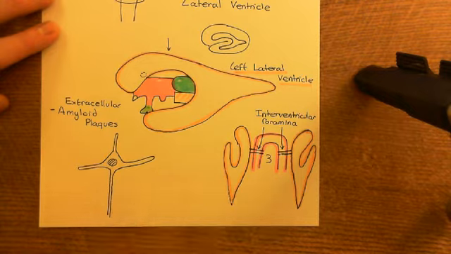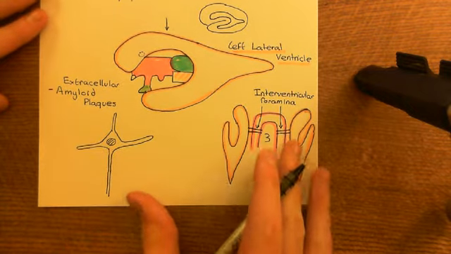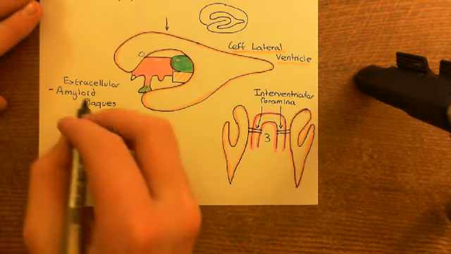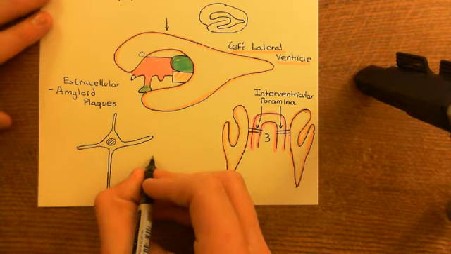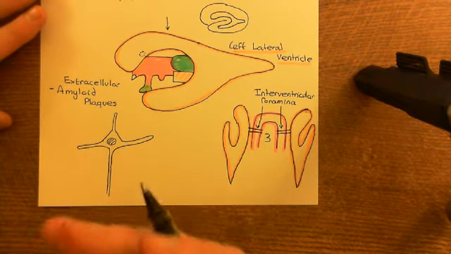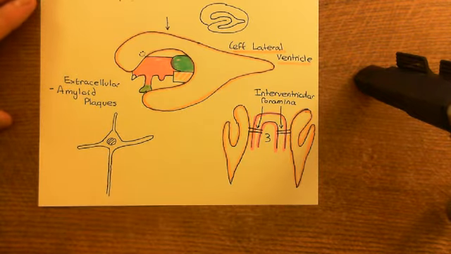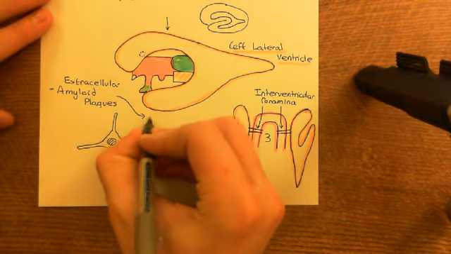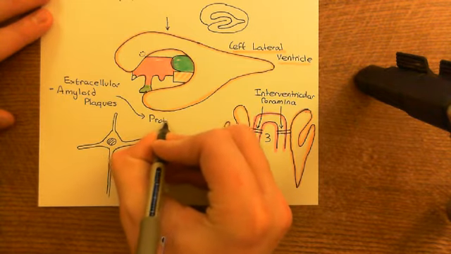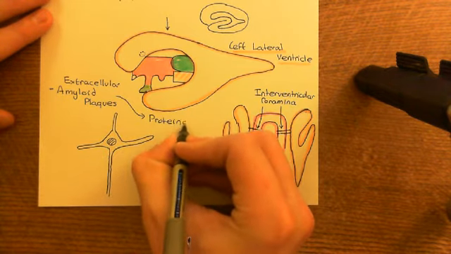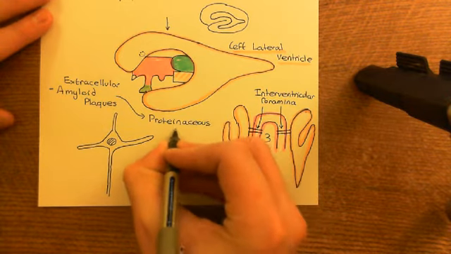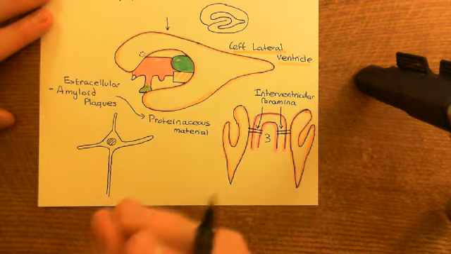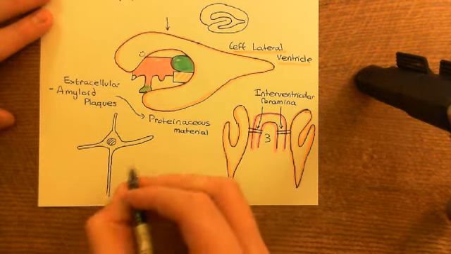Now, in the brain of someone suffering from Alzheimer's disease, what you will find in the areas surrounding the neurons are extracellular amyloid plaques. So what is an amyloid plaque? Well, basically, it is a lump of proteinaceous material. It's a lump, and it's made up of protein. Basically it's loads of little fibrils, which just means a little fibre, that have aggregated together.